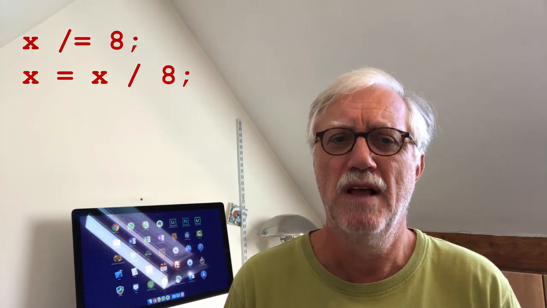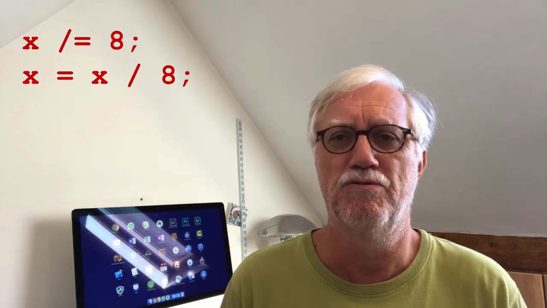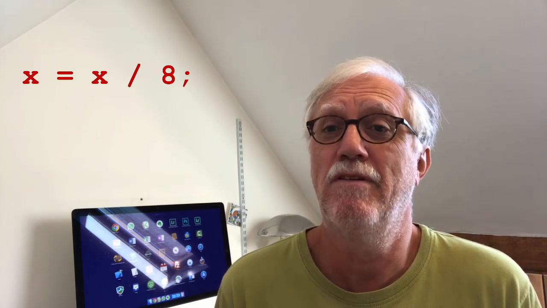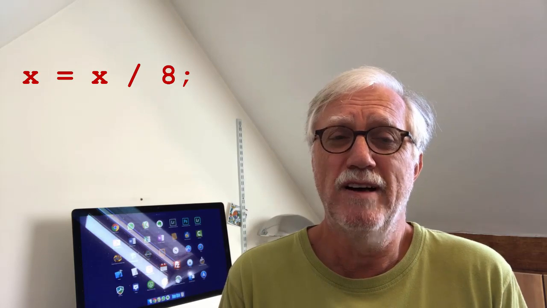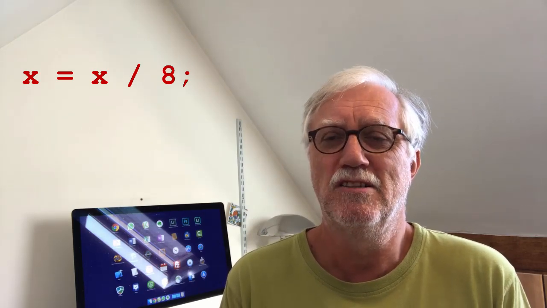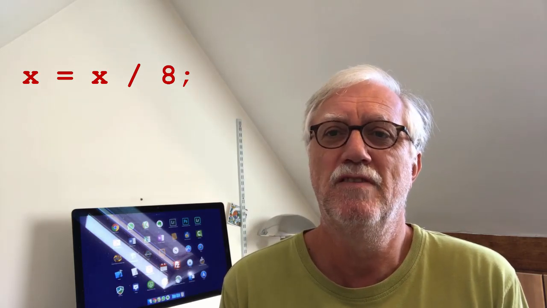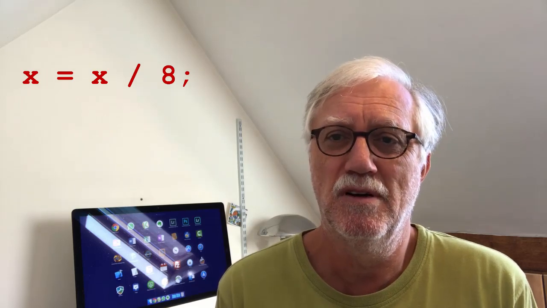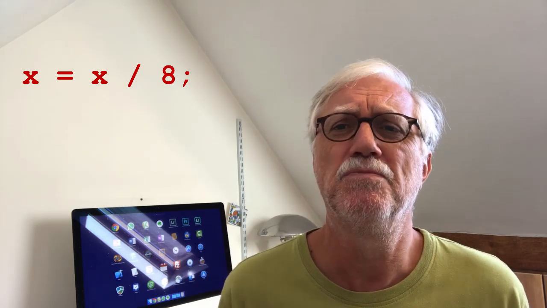It doesn't really matter. I have a slight feeling that the good old-fashioned divide operator is better, because what this says is take x, divide by 8, and store the value back into x again. It says that very explicitly. Whilst the divide equals operator is a nice compact way of writing it for C developers, maybe this is the better way. A final thought.